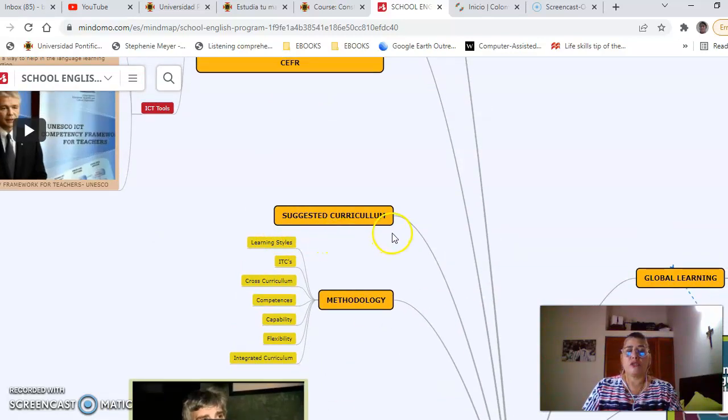Our suggested curriculum designed by municipalities, states, educators. This has been like a proposal. So we're going to look a little bit about here.